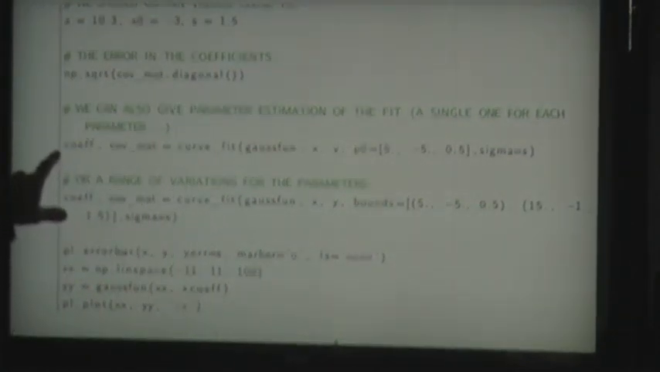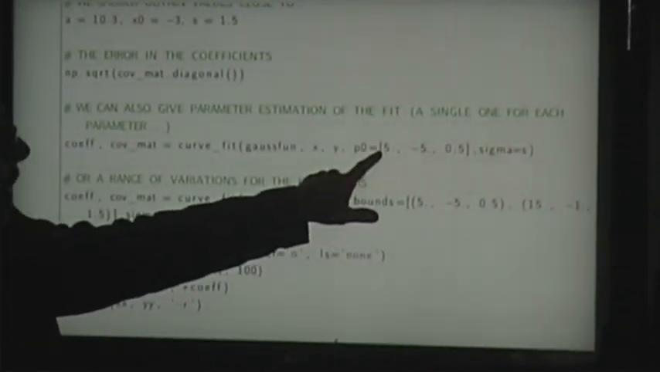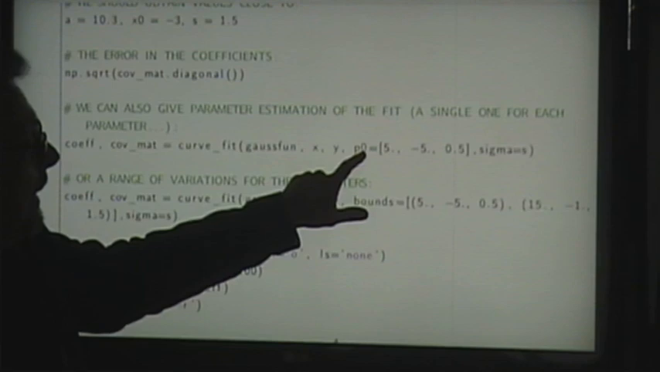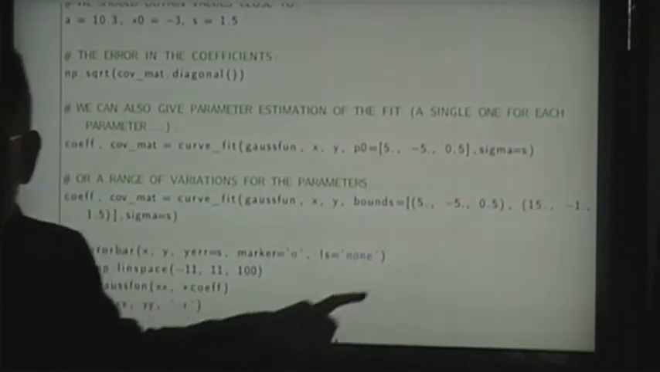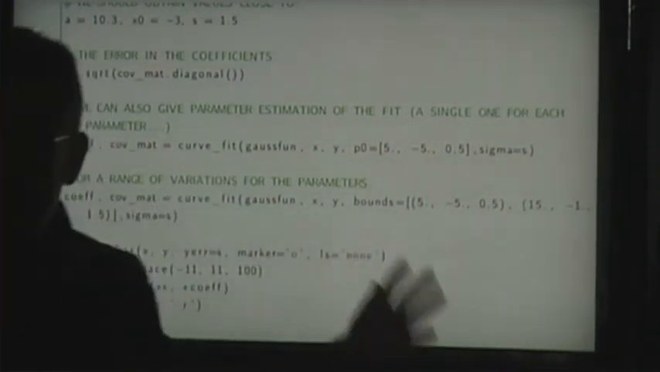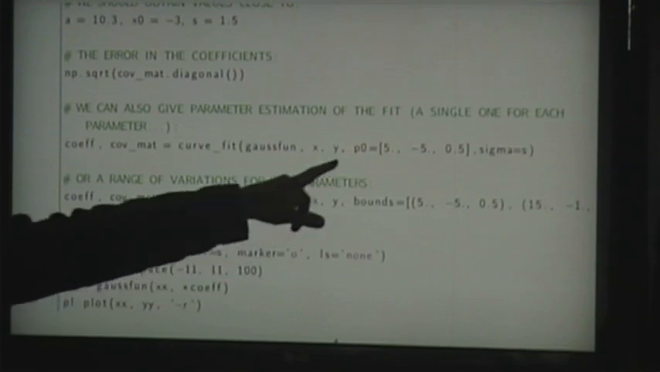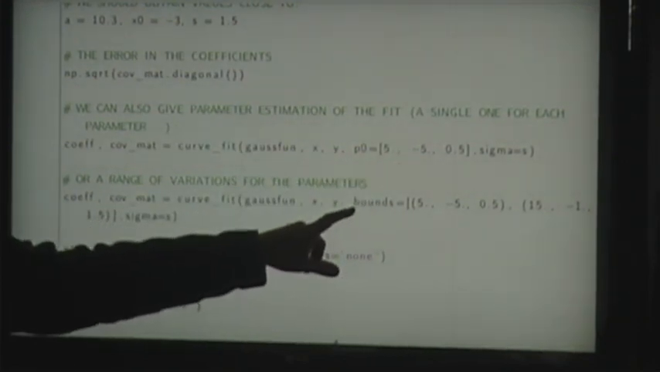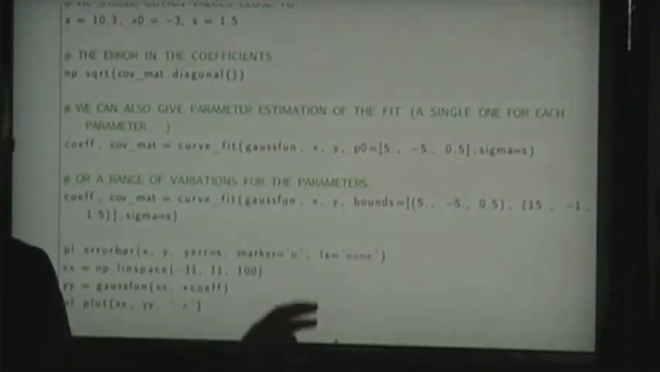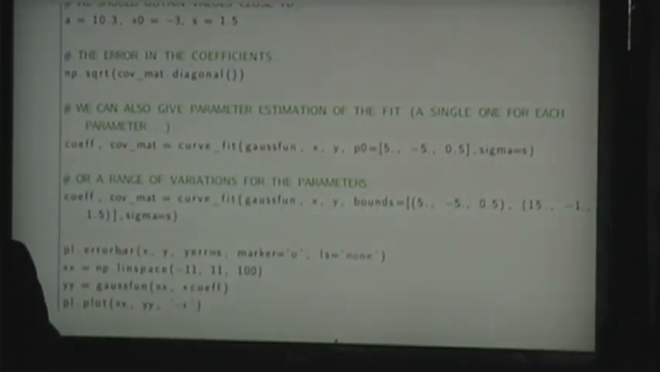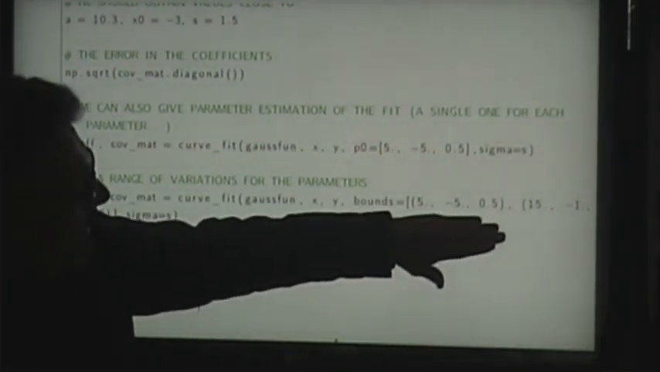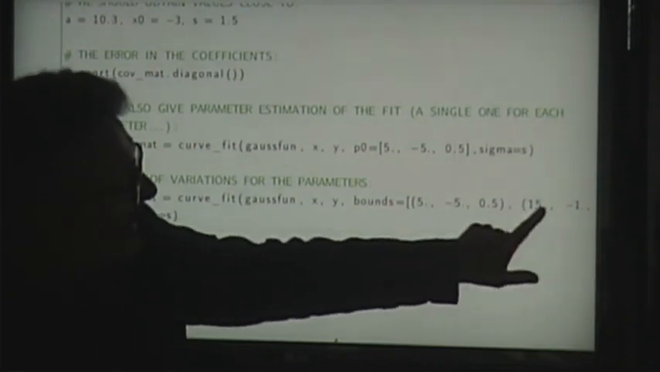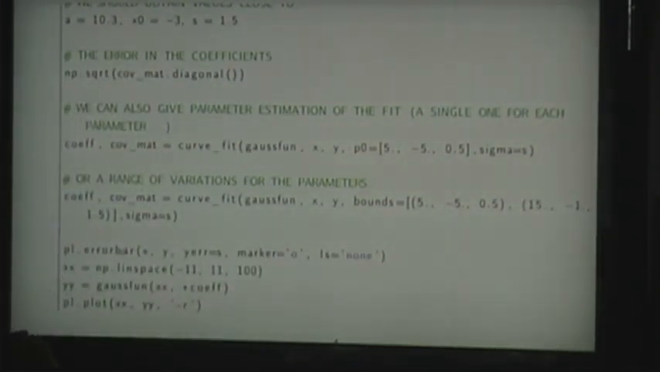So let's try to do this. We say, okay, this is my guess for the three parameters that we want to fit. Or you can give bounds, minimum and maximum. You can give a guess or a bound. So I will give you the minimum and maximum that I expect for the fitting parameters. Bounds is a tuple. The first one is the minimum for each of the three, and the second tuple is the maximum. Okay, so we can fit in this way.